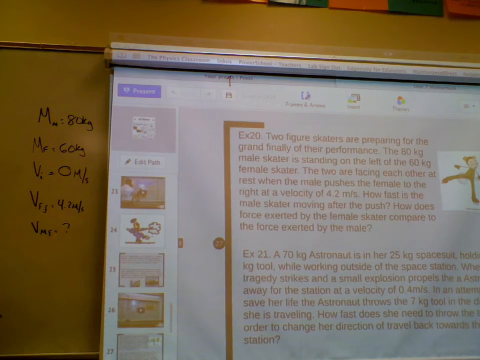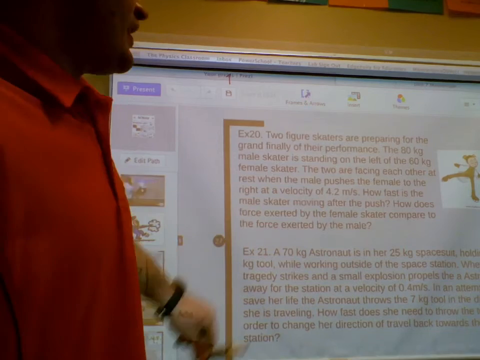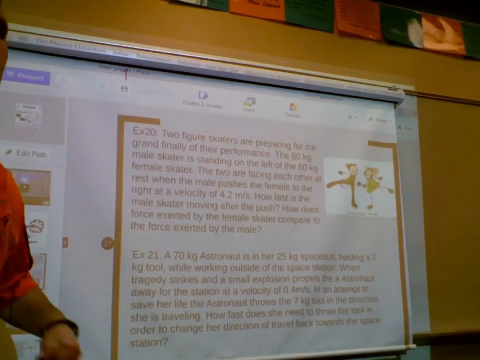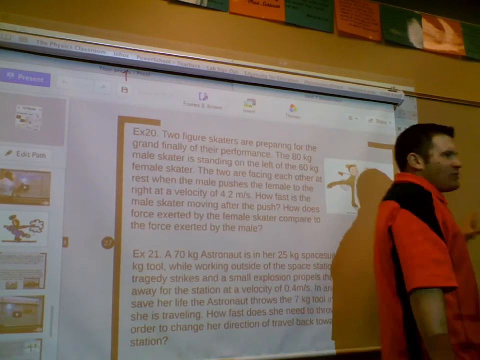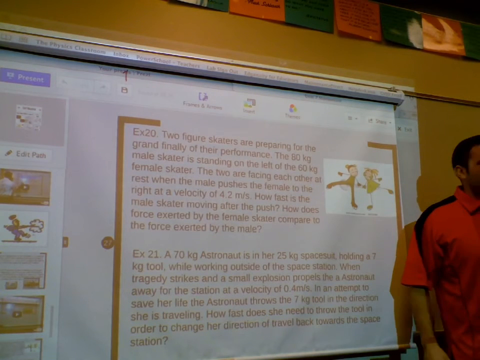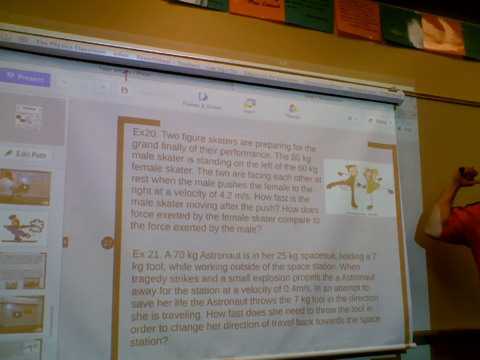Now, before we move on to finding this, let's answer the second question, because I tend to forget the second question all the time. All right, so, second question. How does the force exerted by the female skater compare to the force exerted by the male skater? Now, the male has a bigger mass, right? And he pushes the female that way.